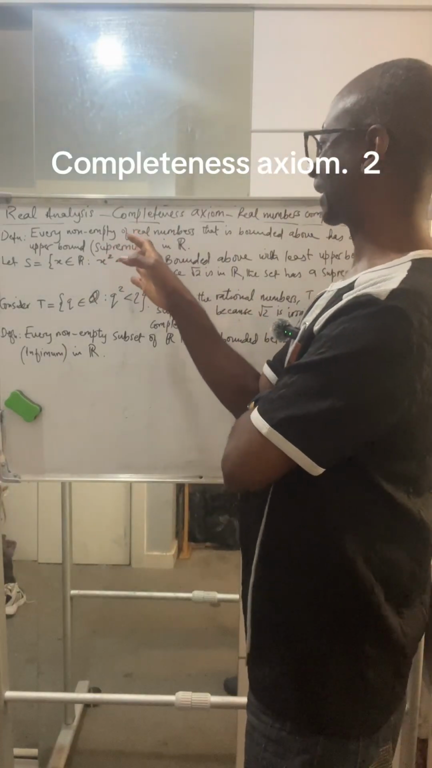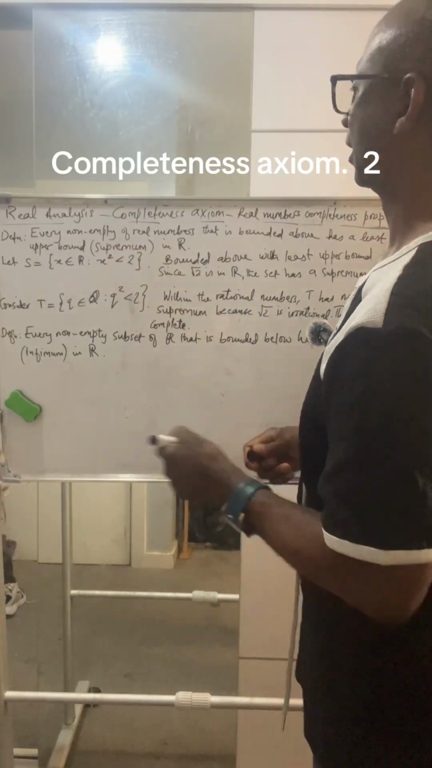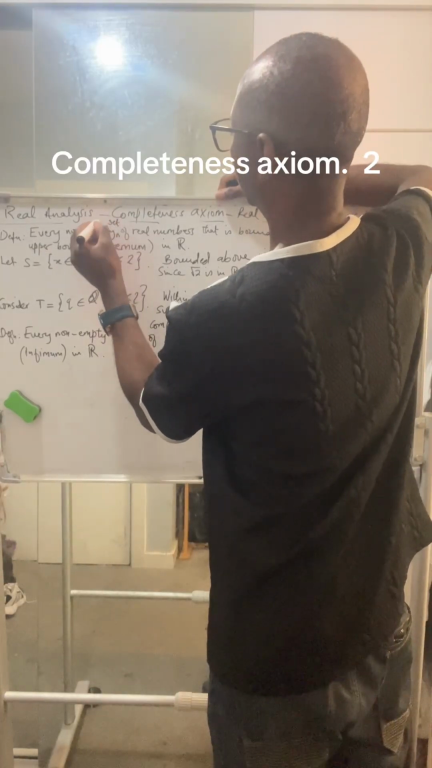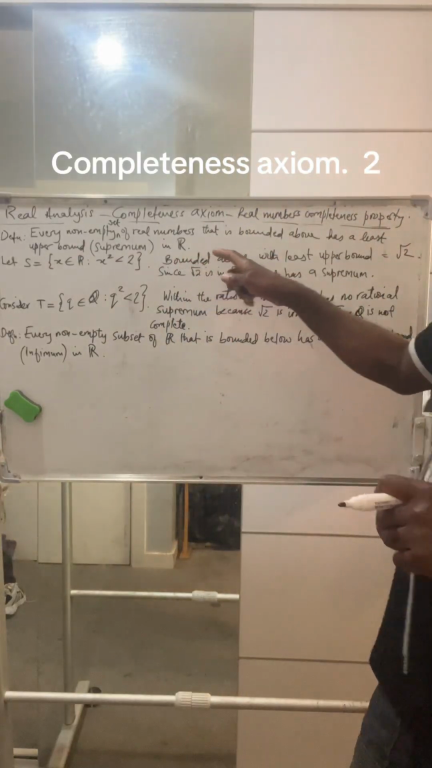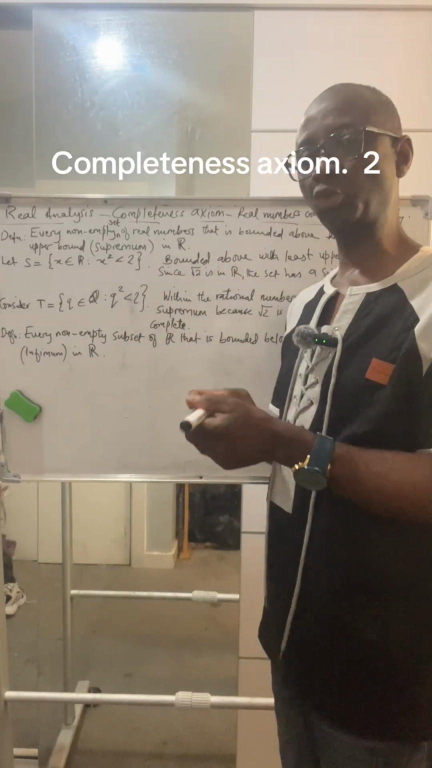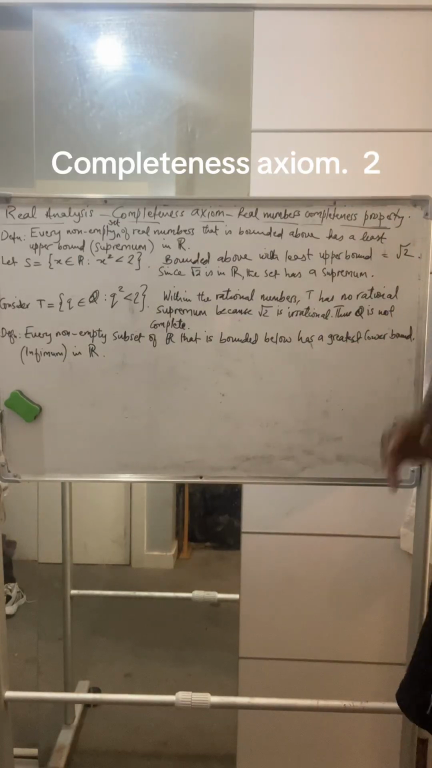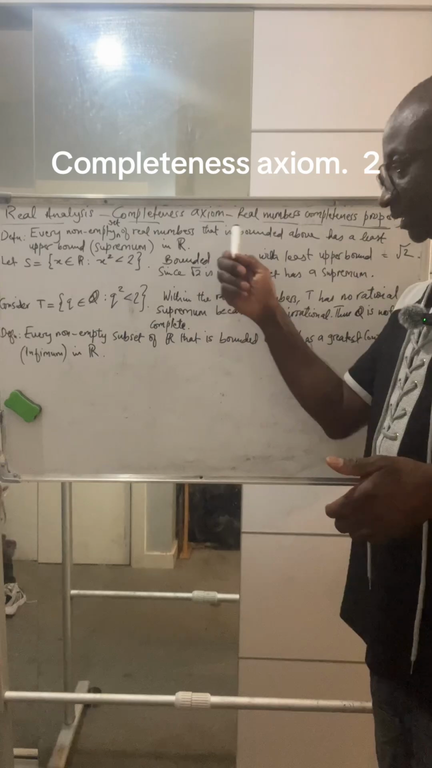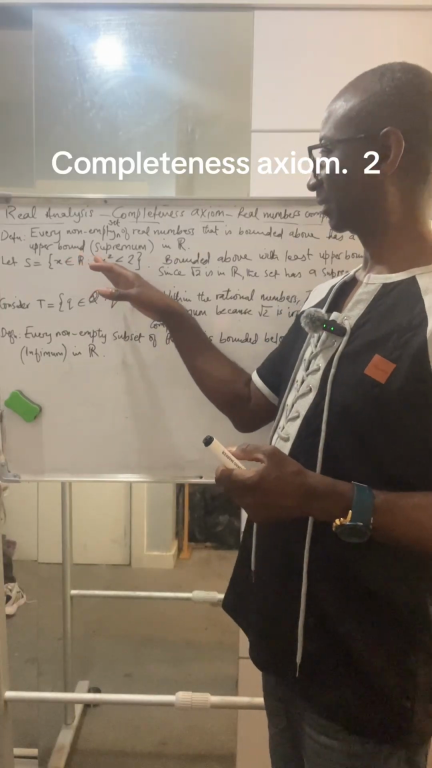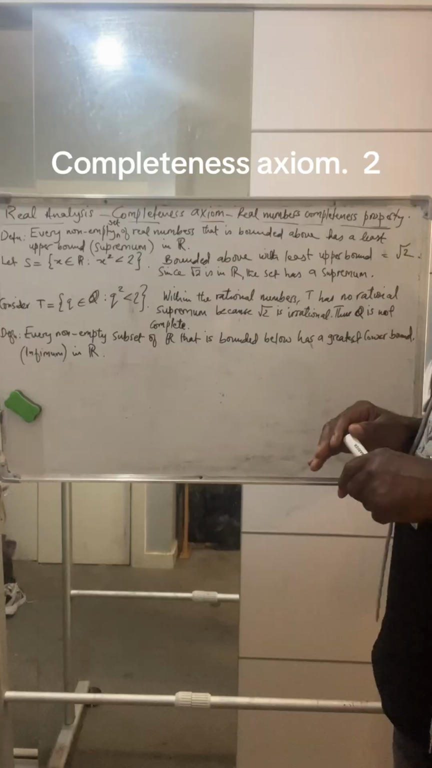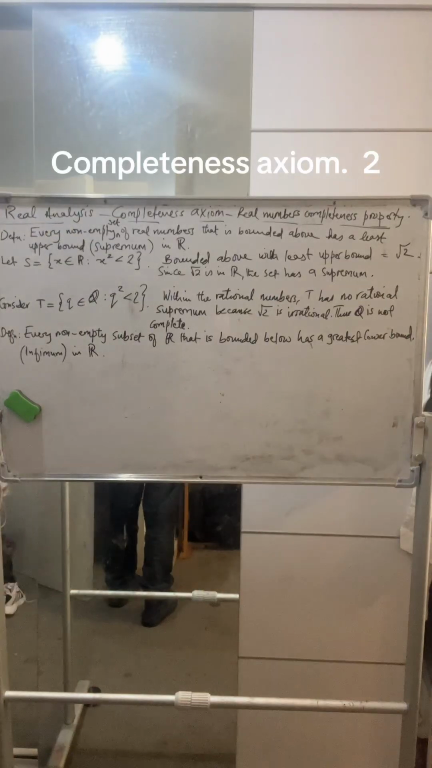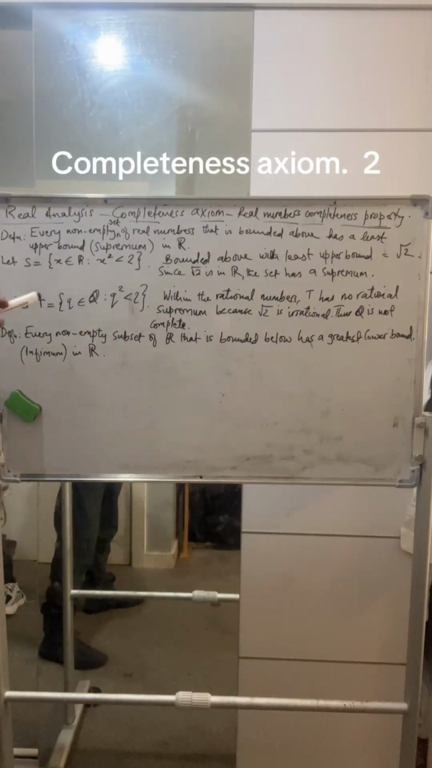So now, every non-empty set of real numbers that is bounded above has a least upper bound called supremum. Yeah, this is the axiom. In every set that is bounded above, that set must have a supremum. That is what this axiom is saying.